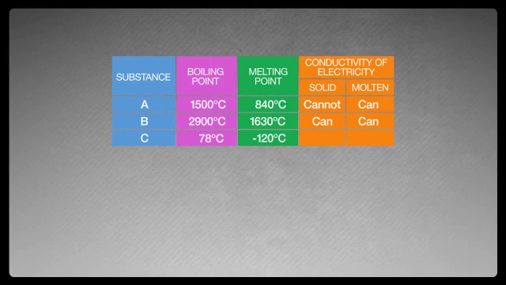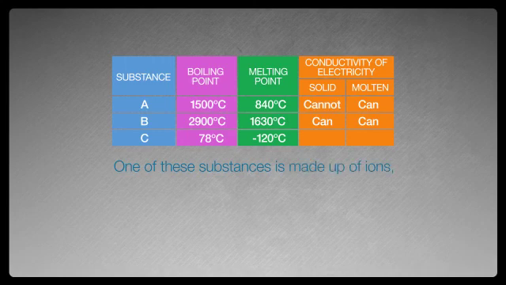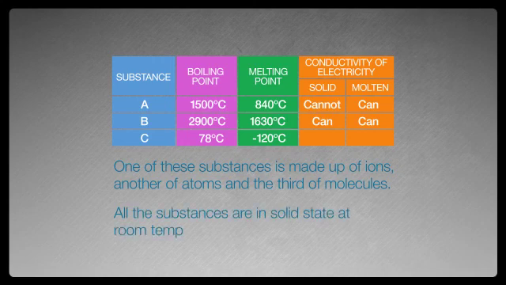Moving on to the properties of substances, we need to know the main properties of atoms, molecules, and ions. Let's find out what these properties are by answering these questions. The table shows the physical properties of substance A, B, and C. One of these substances is made up of ions, another of atoms, and the third of molecules. All the substances are in solid state at room temperature.